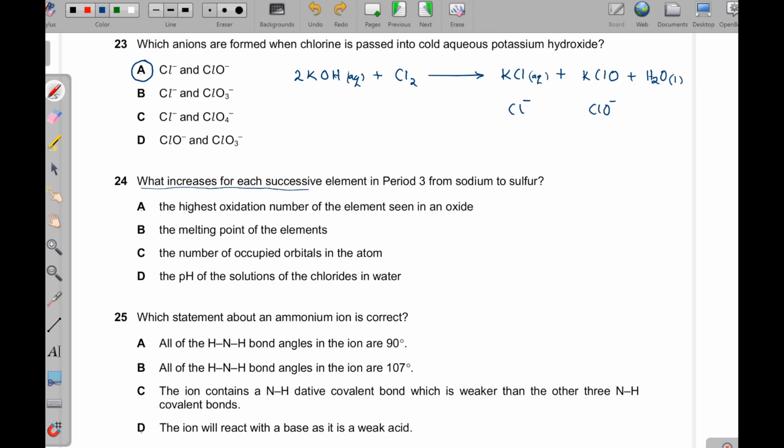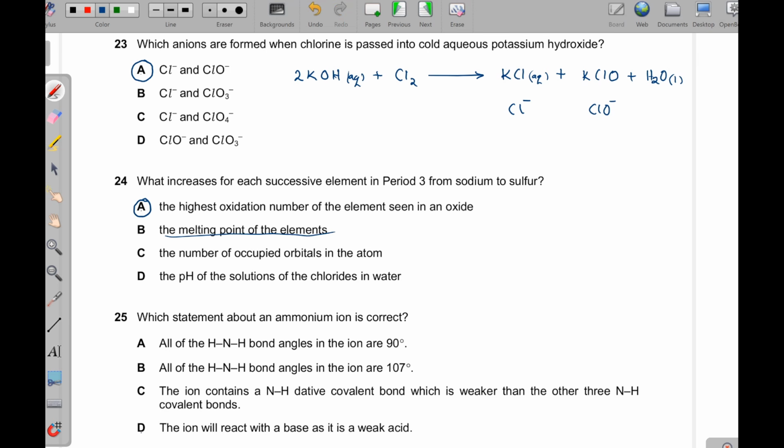what increases for each successive element in period 3 from sodium to sulfur? So we have the highest oxidation number of element seen in an oxide. Yes, we actually see the oxidation numbers increasing because of the increase in the valence shell electrons, the electrons in the outermost shell. So this one is actually correct.